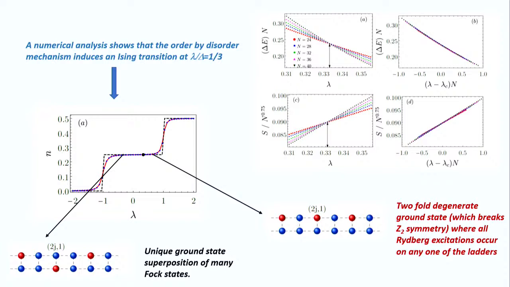On the side where lambda by delta is greater than 0.33, we find the following. There is a twofold degenerate ground state, and the Rydberg excitation occurs on only one of the ladders. So you could have all the excitation on the first ladder, that's one possible ground state, or all the excitation on the even sites of the second ladder, that's another. That's the Z2 symmetry breaking. Whereas on this side, it's a superposition of many Fock states, including states where there are excitations on both ladders. So this state is unique, it doesn't break any symmetry, whereas this state does, and therefore they are separated by a quantum phase transition.